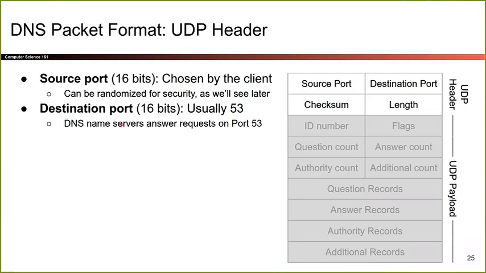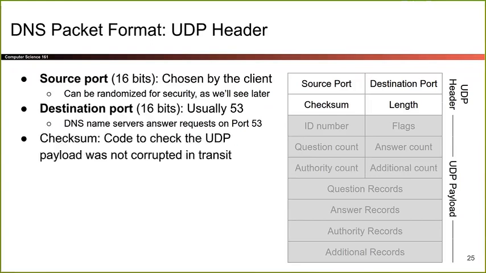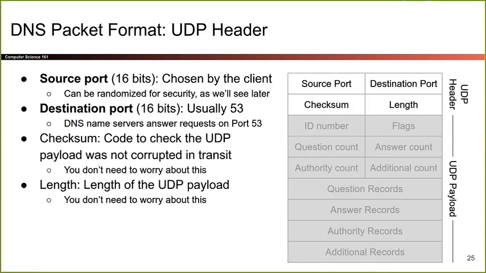So DNS name servers always answer requests on port 53, which is like a constant port, and they're configured so that any request to port 53 will be treated as a DNS request. And most other ports are basically just not in use. So if you try and send it to a different port, you're probably just going to get an error. And there's a checksum just to make sure things aren't randomly corrupted, but it's not cryptographic, and you don't have to worry about it. And there's a length, which you also don't have to worry about.